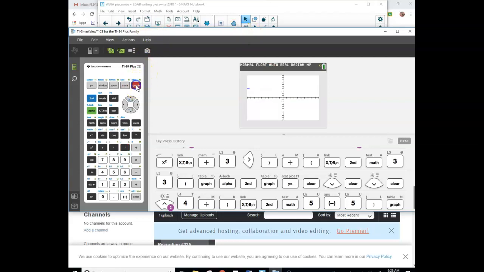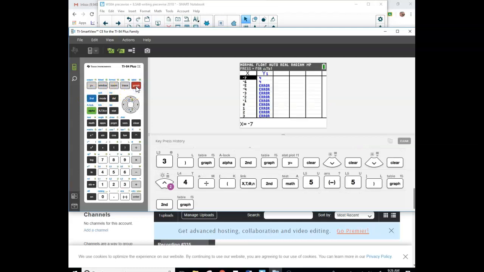So look at the graph. It graphed until it hit -5, and then it said, never mind, I'm undefined. And if you look at your table, it was giving you points up until you hit -5. And then it said error, error, error, because it's not defined. The piece of that piecewise function stops at -5.